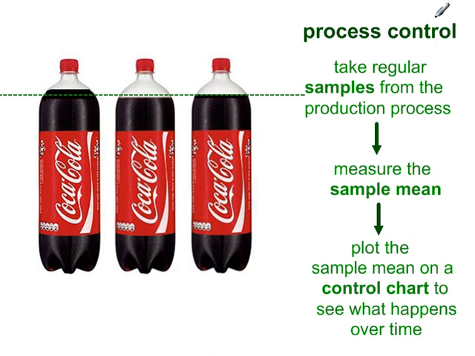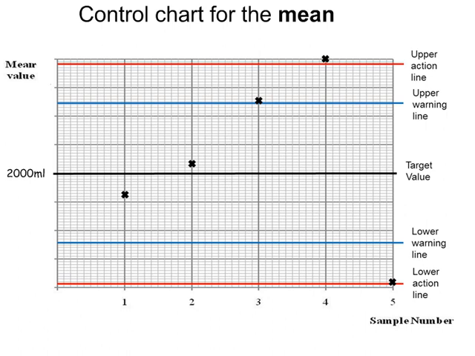Process control involves taking regular, random samples from the production process. We measure the sample mean, and then we plot the sample mean on a control chart to see what happens over time and to take action when needed. This is a typical control chart for the mean, where we have our target value, then the upper and lower warning values, and the upper and lower action values.